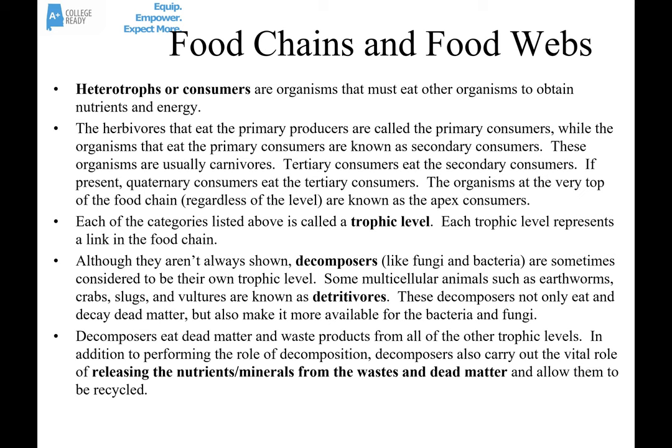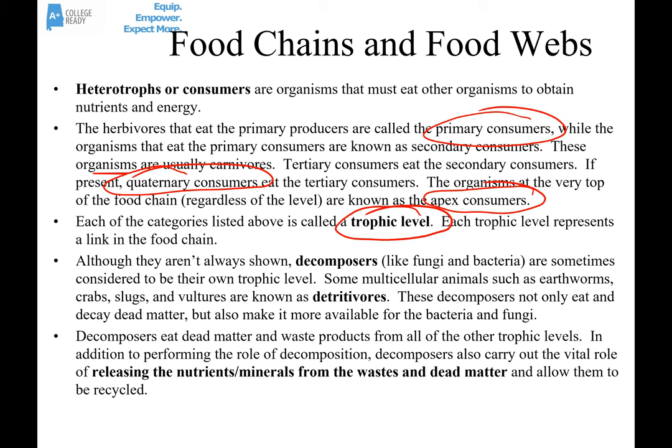So the herbivores that eat the primary producers are the primary consumers. The organisms that eat the primary consumers are the secondary consumers. Usually there's some kind of carnivore. Tertiary consumers eat secondary consumers. And if there's another level present, that next level up is called the quaternary consumer. Typically, the organisms at the very top of the food chain, regardless of what level we're at, are called the apex or top level consumers. Each of these categories, primary producer, primary consumer, secondary consumer, are called trophic levels. And each trophic level represents a link in a food chain.